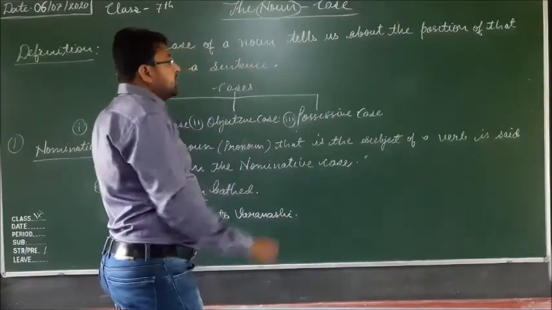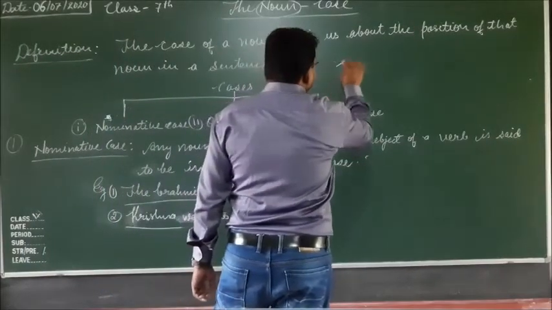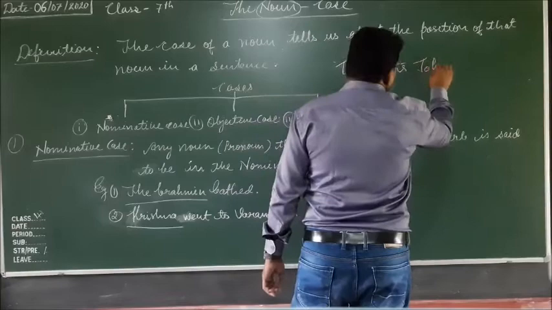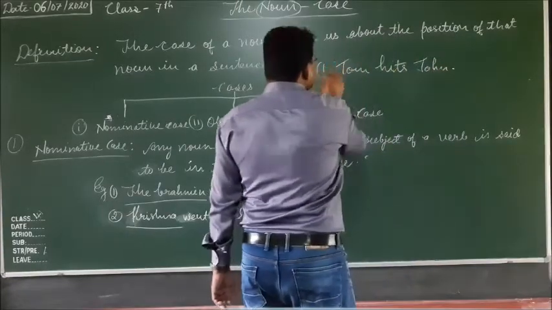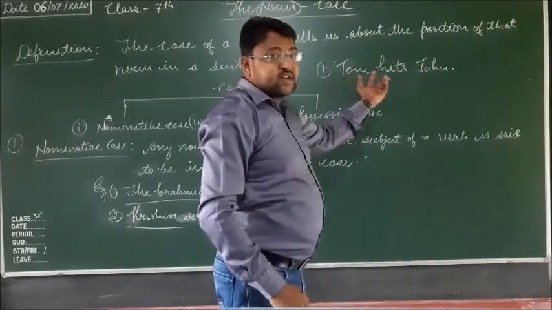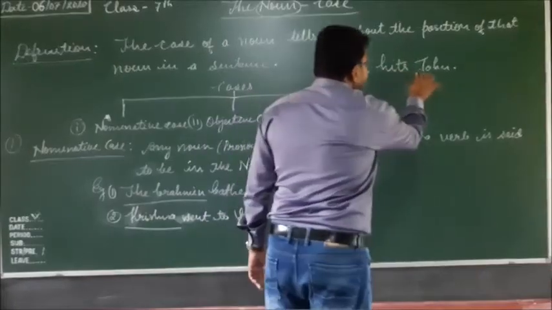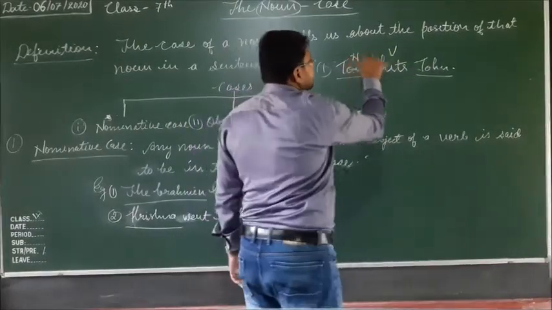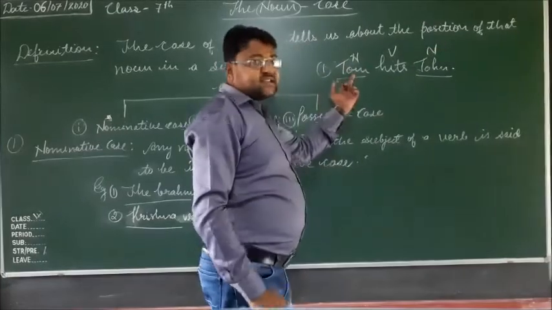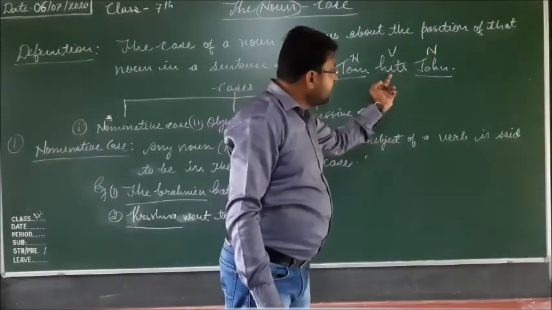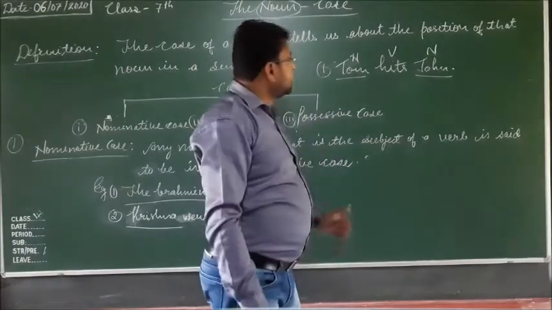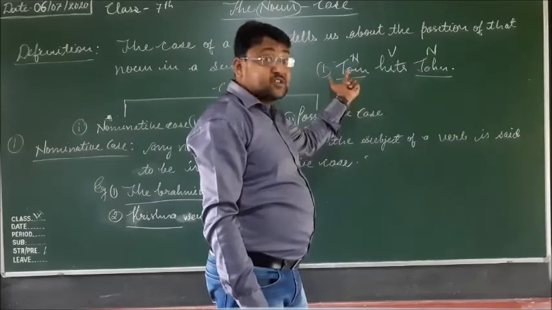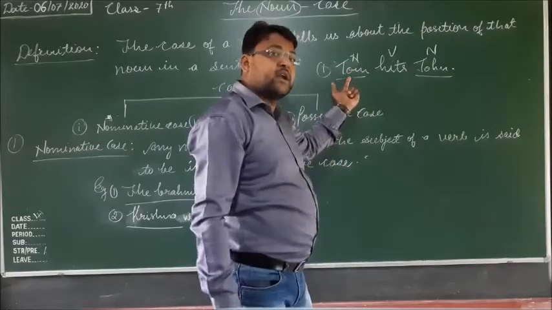Suppose one example: Tom hits John. In this sentence, two nouns are here. First is Tom and second is John. Hit is the verb. So Tom is the subject, hit is the verb, and John is the object of the verb. Tom is a noun and the subject of the sentence, so that is the subjective case or nominative case.